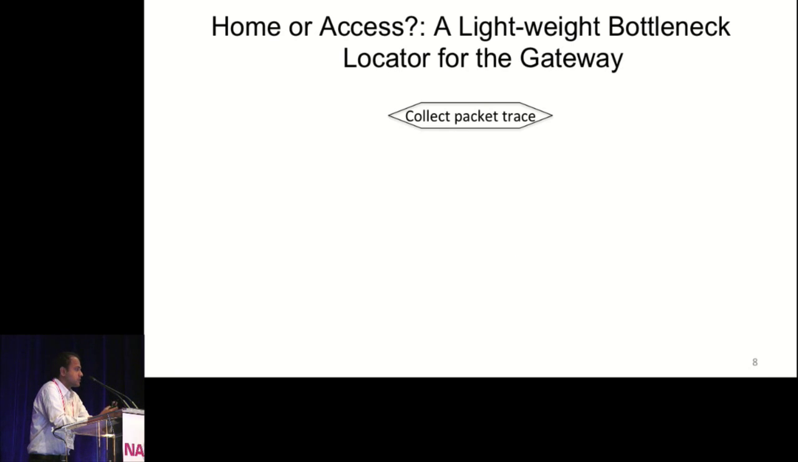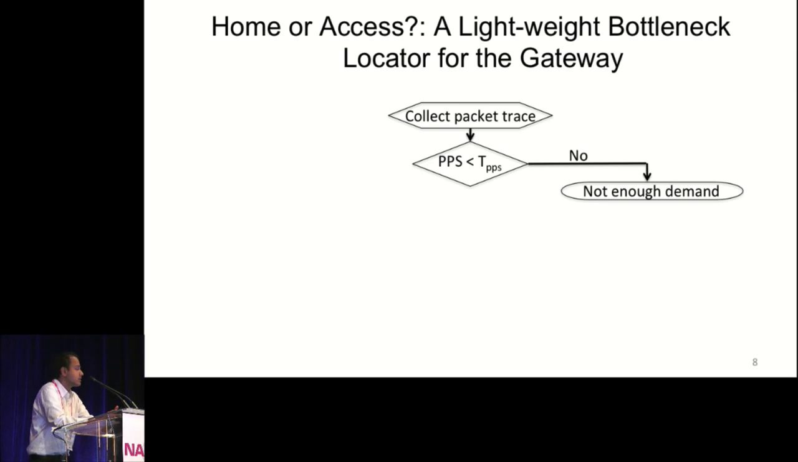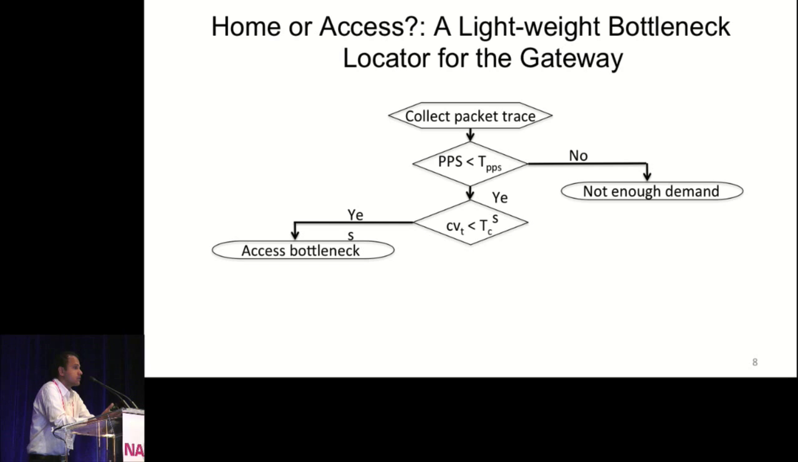So we put these two properties together in order to build a very simple threshold-based algorithm that runs on the gateway. We first collect packet traces, and we check to see if we have enough packets to even start making a decision. If there are not enough packets, there's no point in running this algorithm, so we just say, hey, there's not enough demand. If there are enough packets, then we compute the coefficient of variation of packet interarrival times, and then we check to see if it falls below a threshold. If it does, then the access link is the bottleneck. And if it doesn't, the access link is not the bottleneck.